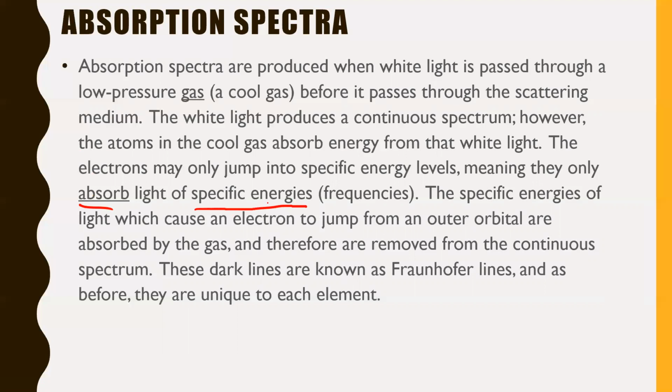And as we remember from before, energies correspond with frequencies, and frequencies correspond with wavelengths. It all interconnects. So the specific energies of the light, which cause an electron to jump from an outer orbital, are absorbed by the gas and therefore removed from the continuous spectrum. That's why those dark lines are going to appear, because those specific wavelengths were absorbed by that gas to get the electrons going to a more inner orbital. Now, the dark lines are known as Fraunhofer lines. You don't need to know that. And as before, they are unique to each element. So just like with an emission spectra, an absorption spectra can still be used as a blueprint to figure out basically what kind of element you're looking at.